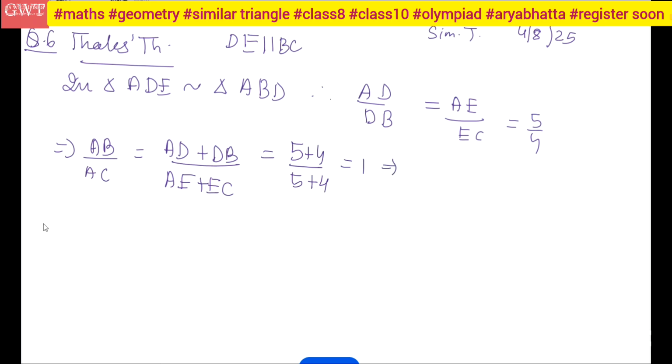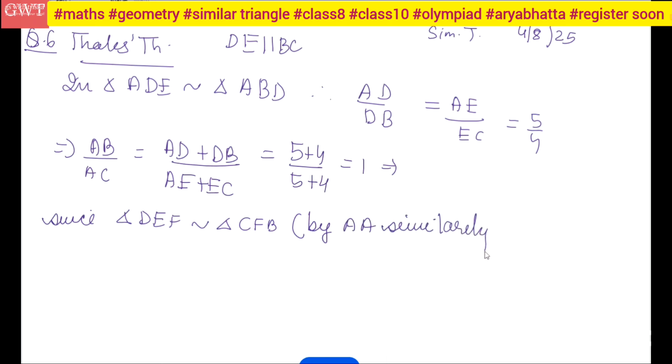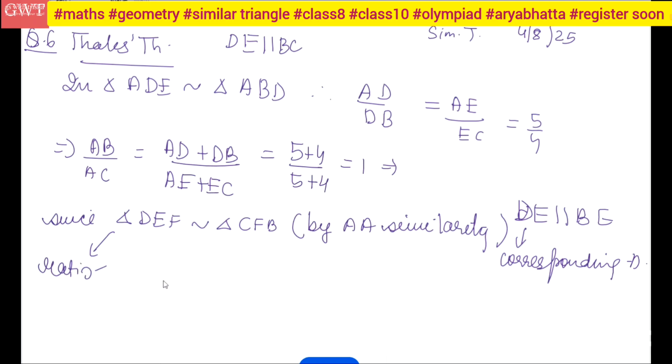Now I will say that triangle DEF is similar to triangle CFB by AA similarity. Why? Because DE is parallel to BC, and we also have one corresponding angle. So I can find out the ratios. Which ratio? AD by AB is equal to 5 by 9, and everything is given.